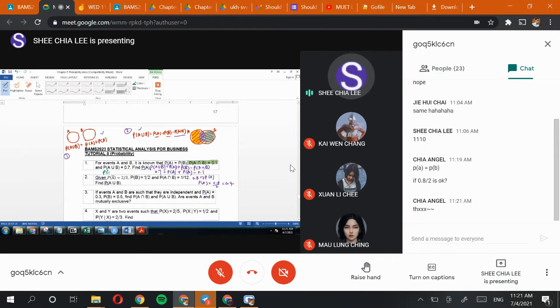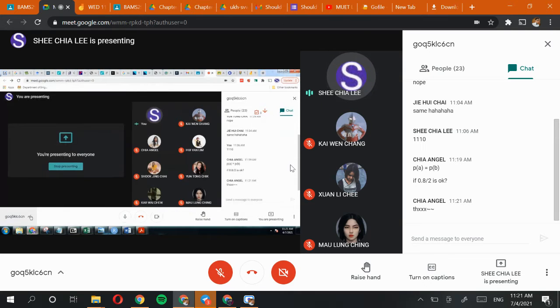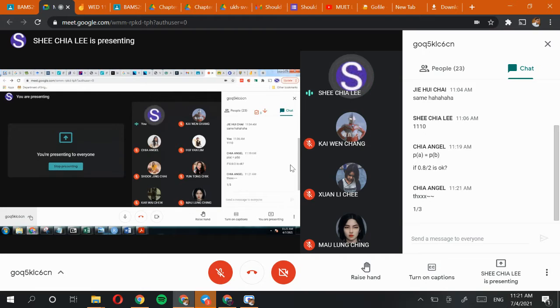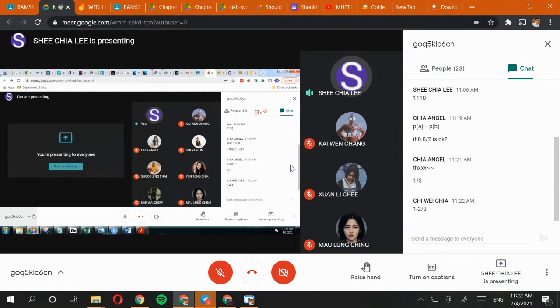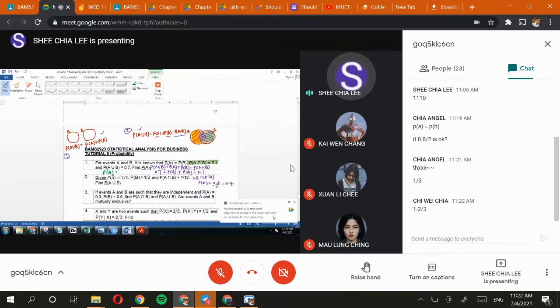What about your probability A? A is what? If A complement is 2 over 3, probability A will equal 1 over 3. Yes, 1 minus 2 over 3. So remember, A and A complement added together must equal 1. So if A complement is 2 over 3, A will be 1 minus 2 over 3, you get 1 over 3. Okay, clear or not?